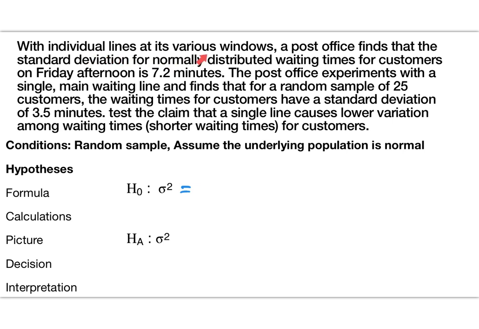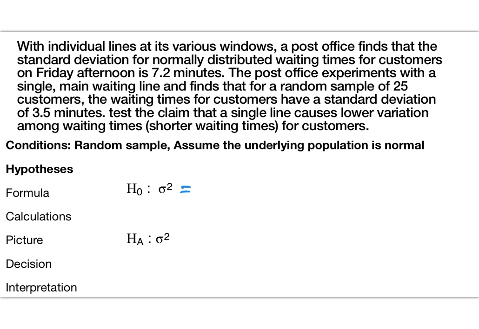With individual windows, various windows at a post office, if you've ever been inside a post office, there are lines, right? You can do the same thing with the grocery store. Individual lines at a post office find that the standard deviation for normally distributed waiting times for customers on Friday afternoons is 7.2. Well, that's really specific. Yes, it is, because you can't just say waiting times ever, because waiting times are going to differ depending on day of the week, time of day, all sorts of things. So we find that this happens to follow 7.2.